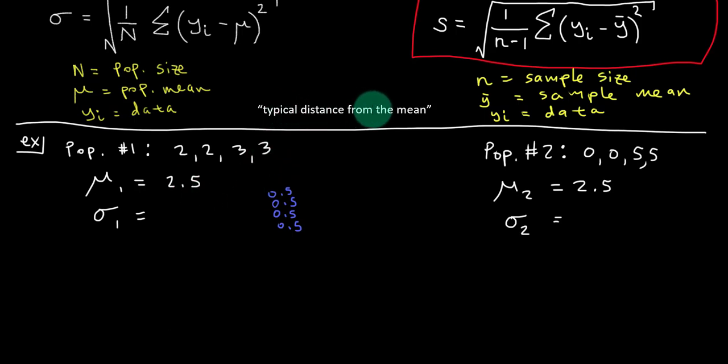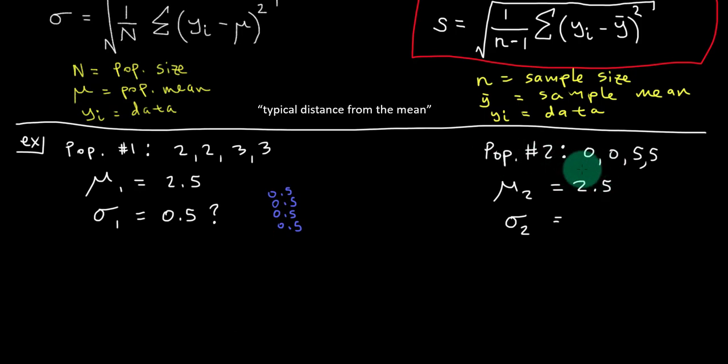Typical distance from the mean. Can we guess then what is the typical distance from the mean of this population? My guess would be 0.5. And maybe we'll put a question mark on that. We'll prove it with a calculation, but this is where our intuition has taken us. So that's kind of fun. Let's do that again with the second population.